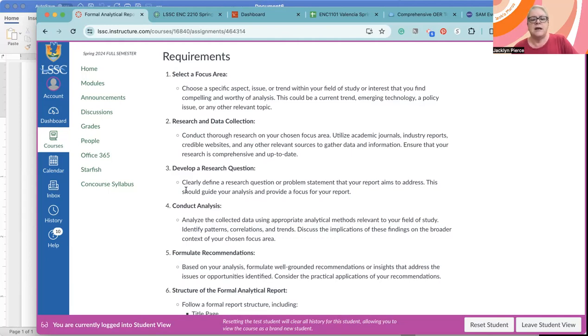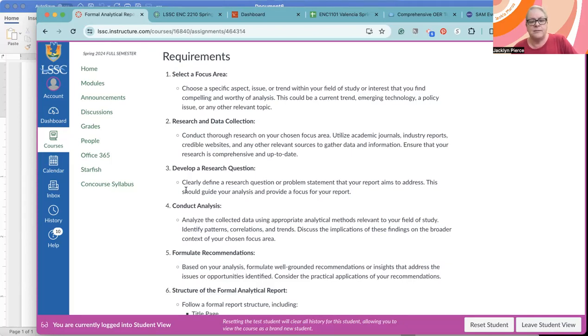Next, of course, is that you're coming up with your thesis, what is the deal? What are you aiming to address? And it's called in formal analytical reports the research question. So this is going to guide your analysis and provide a focus. But if it helps you to think of it as a thesis, because that's something you're more familiar with, that's what we're getting at there.